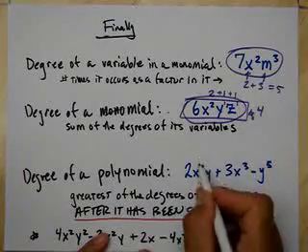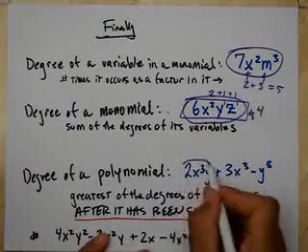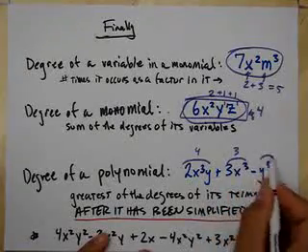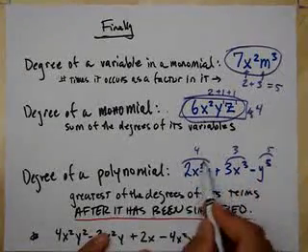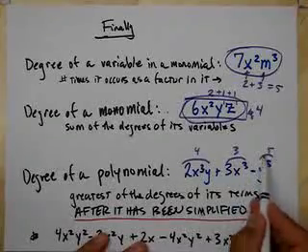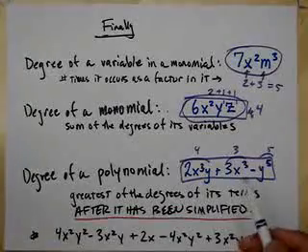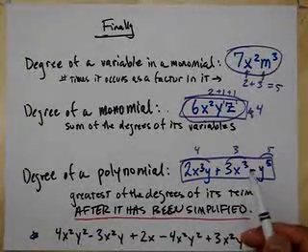But let's see this guy. X, this is degree 3. This is degree 1. So this term is of degree 4. This is of degree 3. This is of degree 5. So the greatest one, right? The greatest degree is 5. So this whole polynomial, we could say it's a degree 5 polynomial, or 5th degree polynomial.